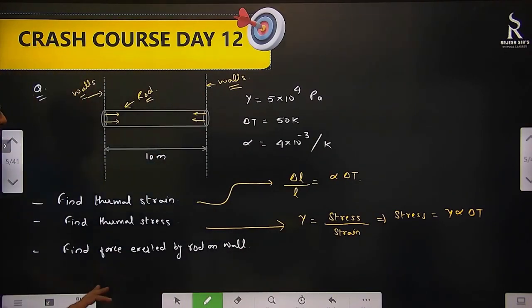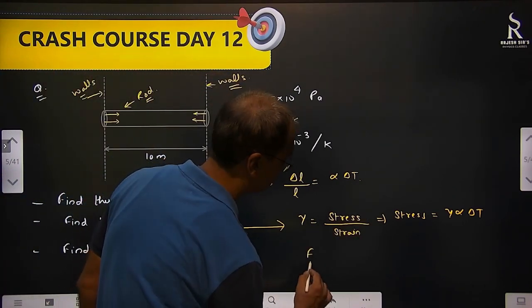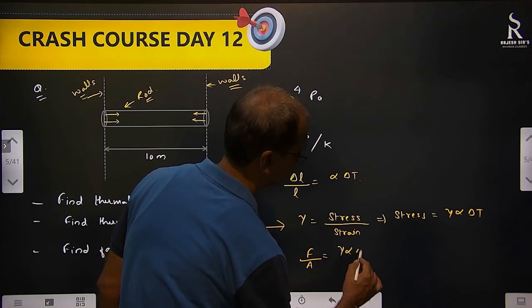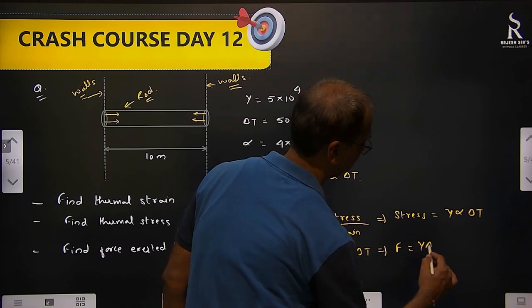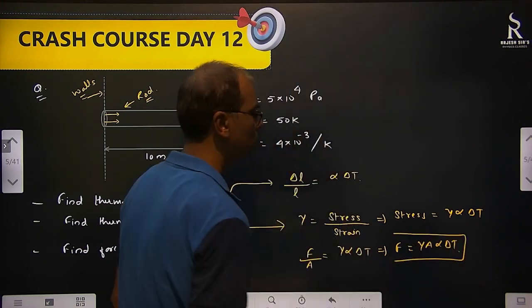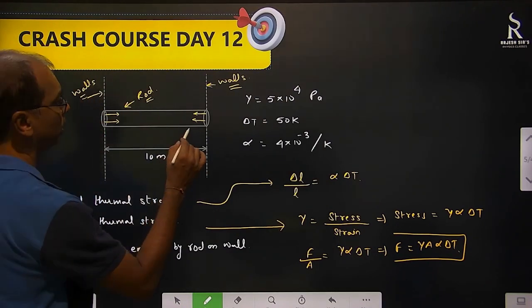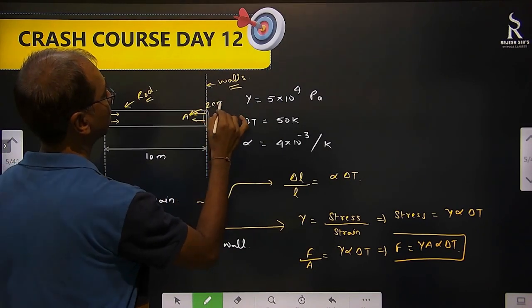Then force. Now stress is what? Force exerted by wall by area equal to Y alpha delta T. So force exerted will be what? Y A alpha delta T. That's all. Everything is given except area. Area I have not given in this question, right? So area also you take, say 2 centimeters square.